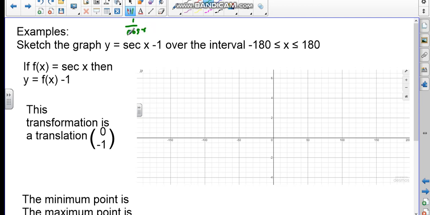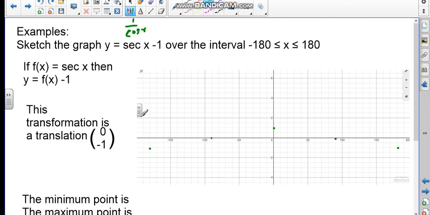Okay, so let's think about the cos graph first. So the cos graph at 0 starts at 1 and goes through 0 at 90, and then it goes down at 180 to minus 1. So I've got some key points in here. Don't need to draw all the points in, just getting an idea. And coming this way, it will cross here at minus 90, and at minus 180 will be minus 1 again.